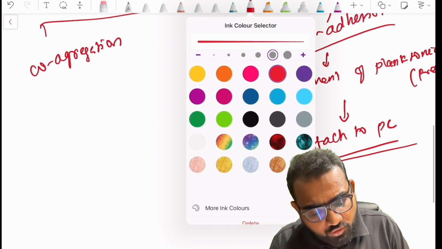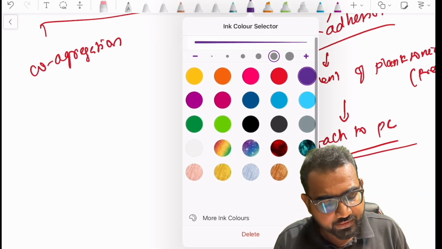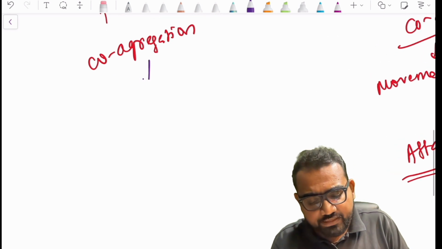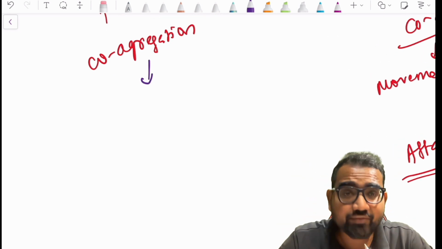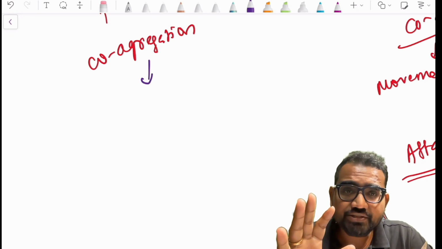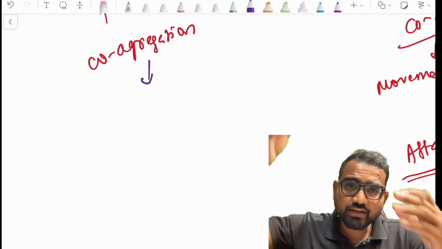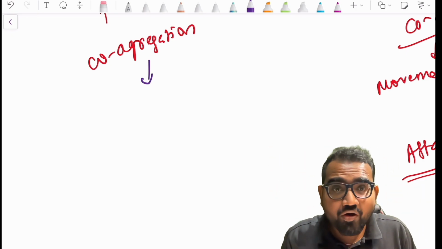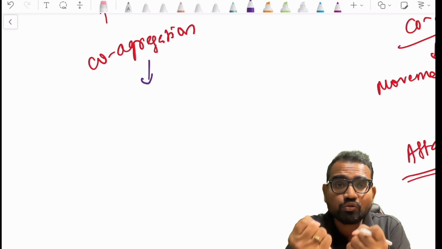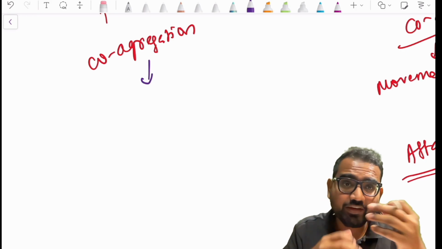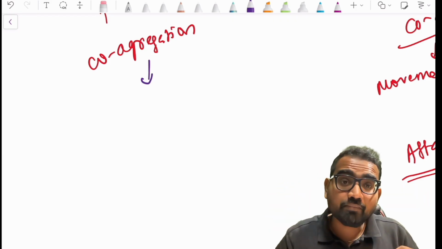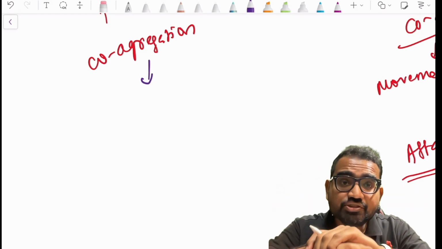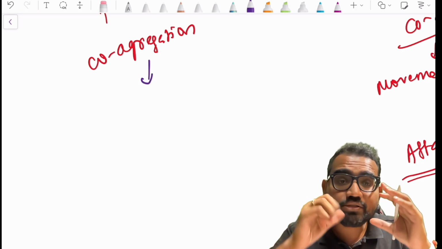Now, co-aggregation and co-adhesion can be very confusing, so I'll tell you in a very simple way so that you will never get confused. Co-adhesion is, I'm allowing a bacterium to sit on me. Co-aggregation is, I'm allowing the bacterium to hold my hands. Do you find the difference? I'm just allowing the bacterium to sit on me, versus allowing the bacterium to hold my hands very tight. That is called co-aggregation.